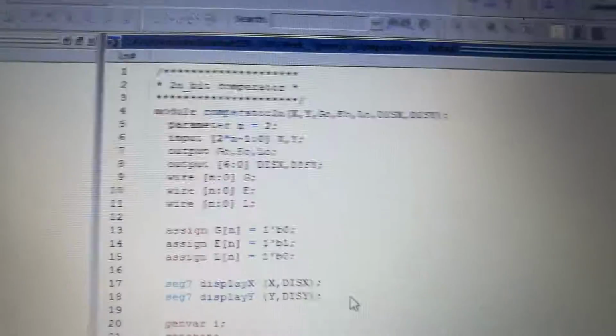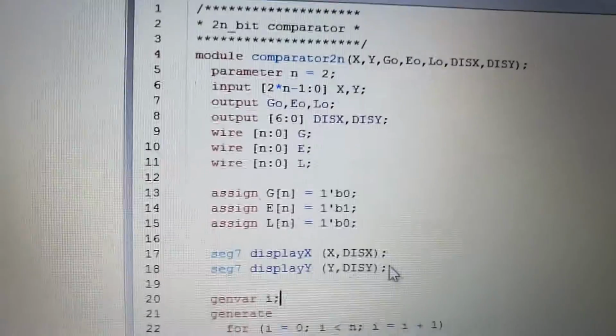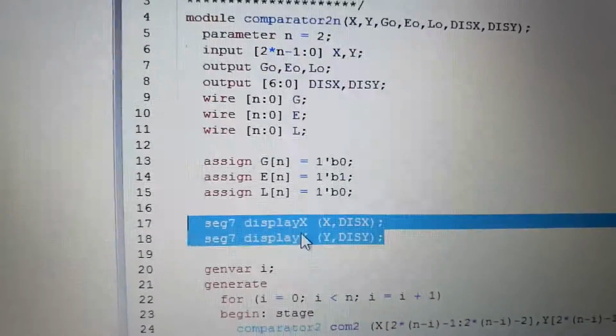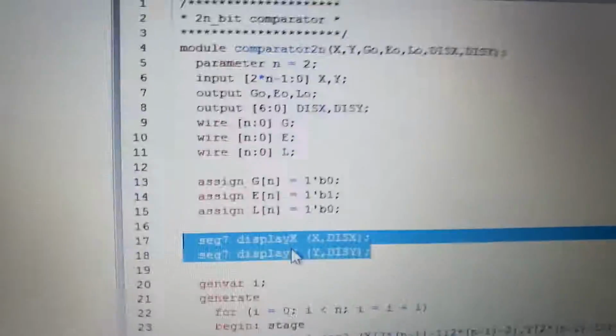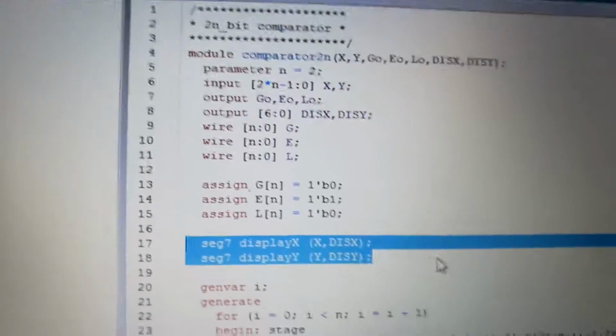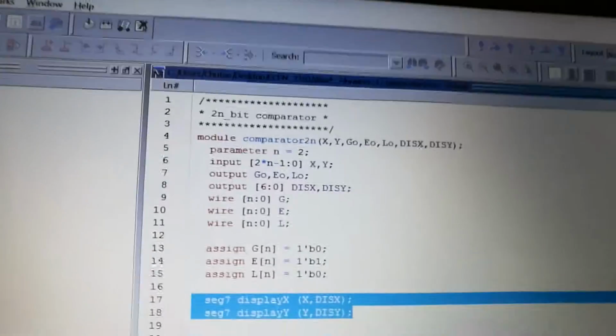We're still comparing unsigned numbers, so we don't need to change many things. And this here is going to call the 7-segment display function and produce the right output so that I can actually get a nice reading on the 7-segment display.